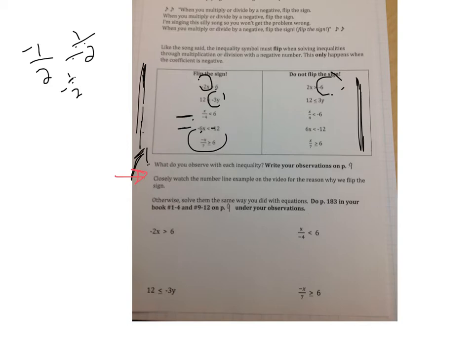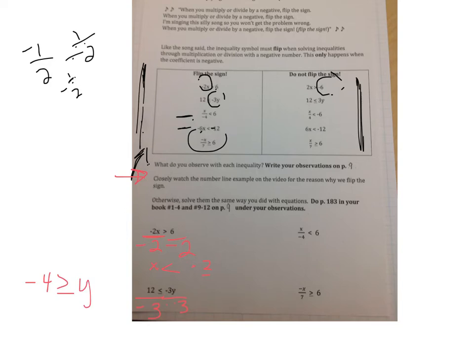So take a look at negative 2x is greater than 6. It is a multiplication problem with an inequality, so you're going to go ahead and divide by negative 2, and you get x is less than negative 3. Go ahead and flip that sign. 12 is less than or equal to negative 3y. You're going to divide by negative 3. You get negative 4 is greater than or equal to y.